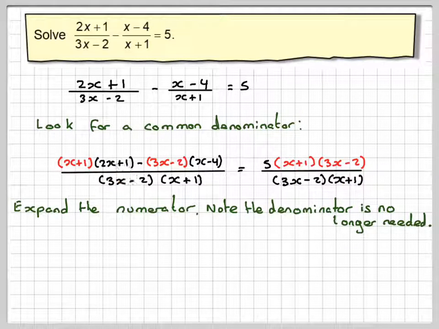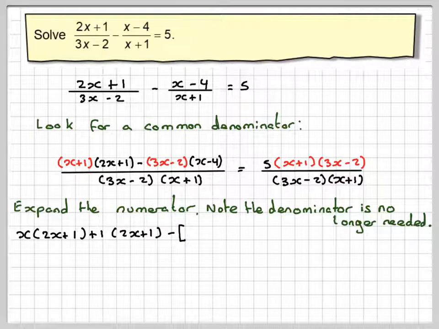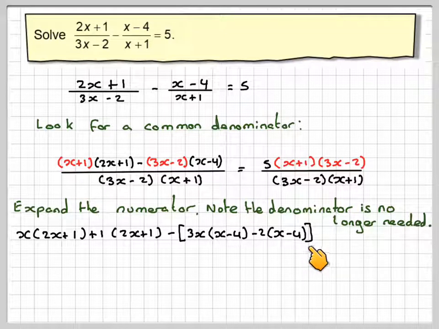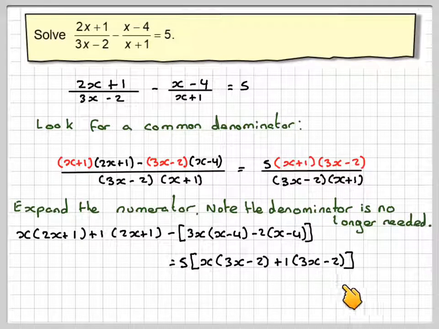So expanding the numerator, we're going to do x times 2x + 1 plus 1 times 2x + 1 minus, now here we have to be a bit careful, we put in a square bracket and then do 3x times x - 4 minus 2 times x - 4, close the bracket, close the square bracket, and that's going to be equal to 5 bracket x times 3x - 2 plus 1 times 3x - 2.